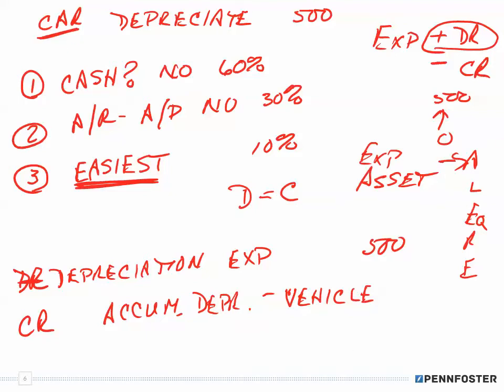Remember that when you have an asset that you're going to depreciate, you'll have vehicle less accumulated depreciation, and that will give you some net amount. So by looking at our chart of accounts and saying, okay, this looks like an asset, for our assets we increase on the debit side and decrease on the credit side.